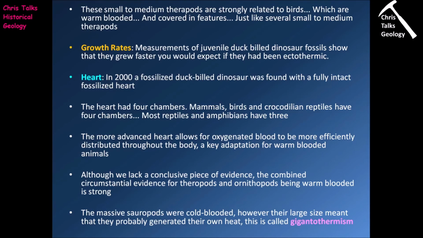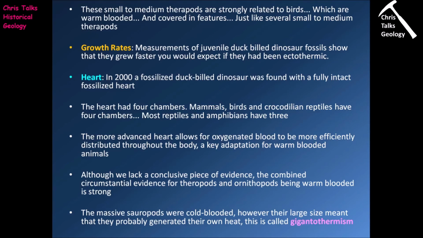So the more advanced heart design, this 4-chambered heart, is essentially required because it allows oxygenated blood to be more efficiently distributed throughout the body. And of course this is important for warm-blooded animals because we have this high metabolism. Our cells have a very high need for oxygen, and so we need to get as much oxygen to them as fast as possible, and so having a 4-chambered heart is one of the ways in which our body manages to do this.